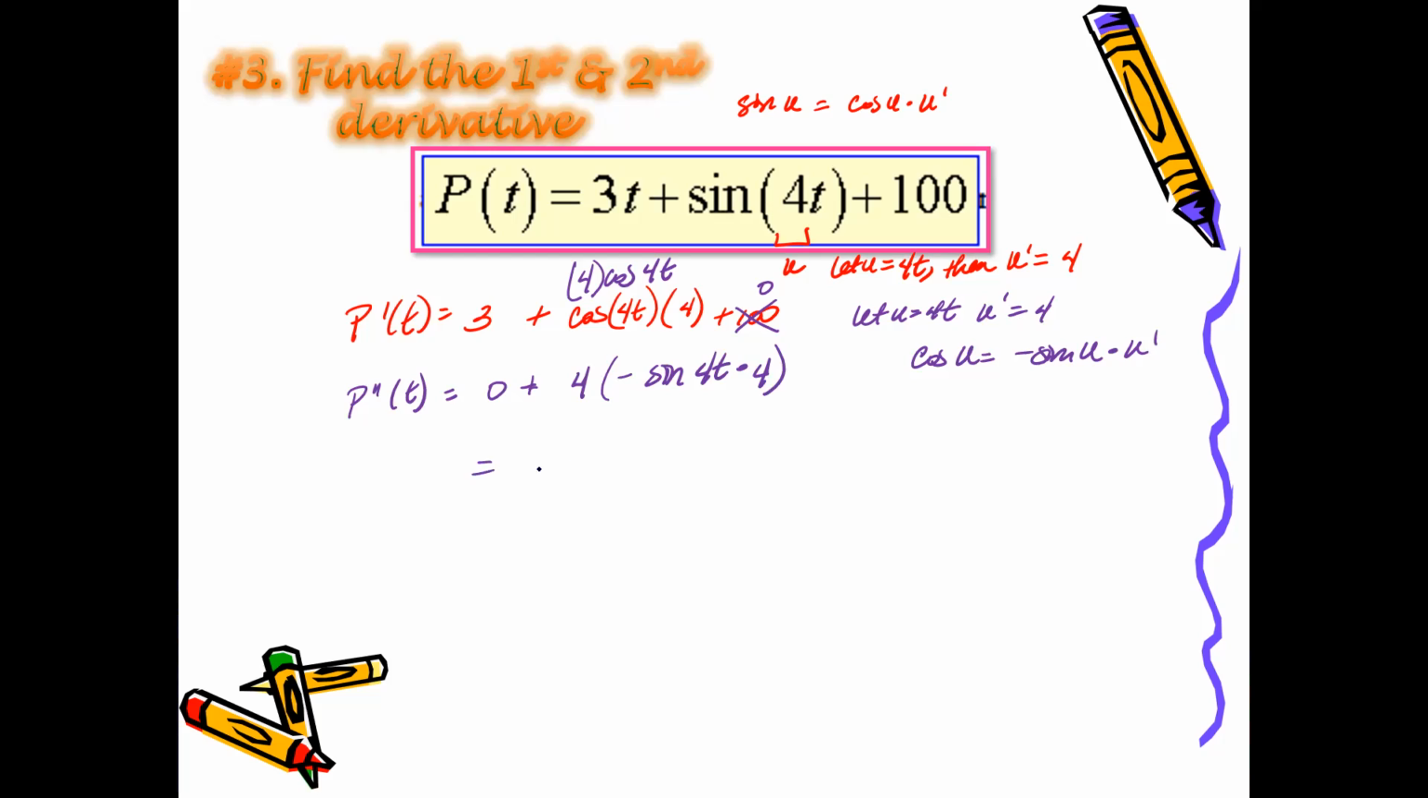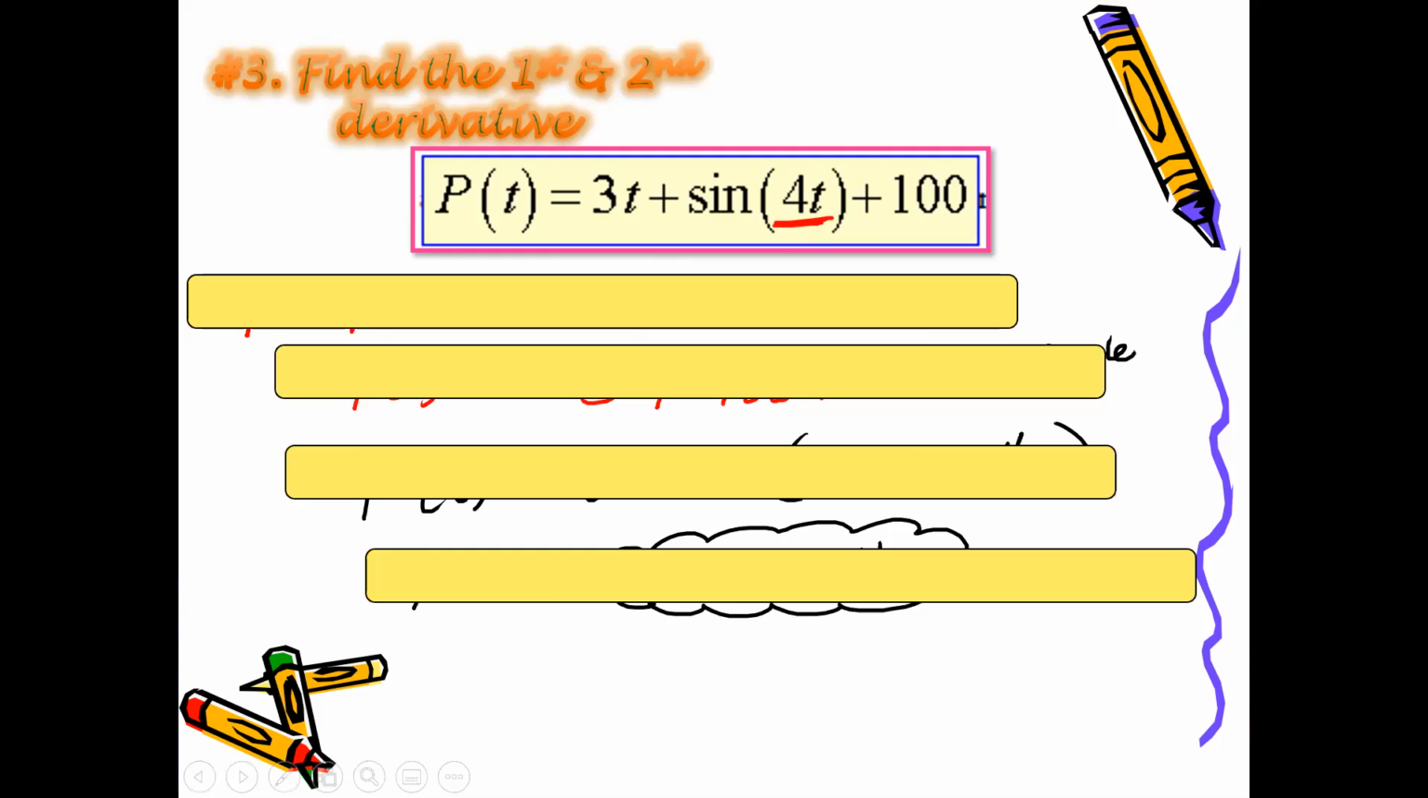And so at this point, if you reduce it, this 4 and that 4 gives me a negative 16 sine 4t, and that is your second derivative for this problem. And that's your answer. All right, let's go ahead and move on forward.